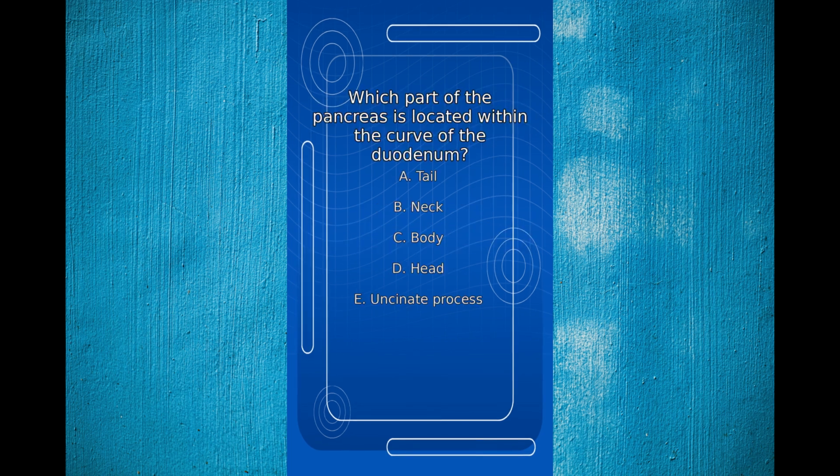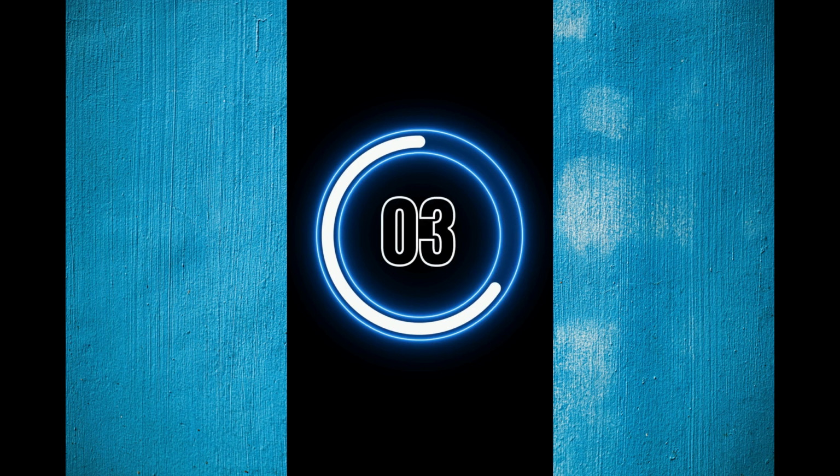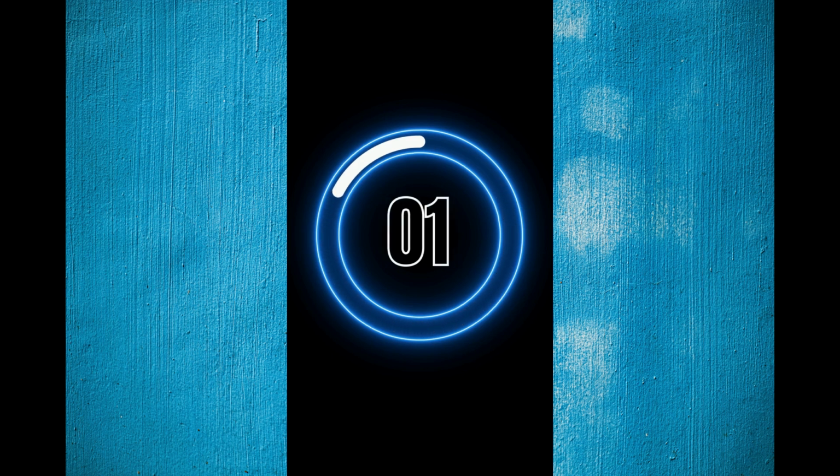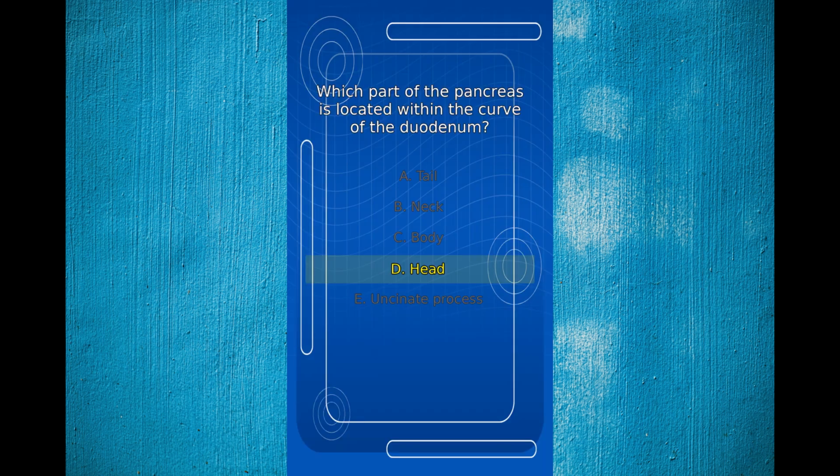Which part of the pancreas is located within the curve of the duodenum? The correct answer is D. Head. The head of the pancreas lies in the C-shaped curve of the duodenum.